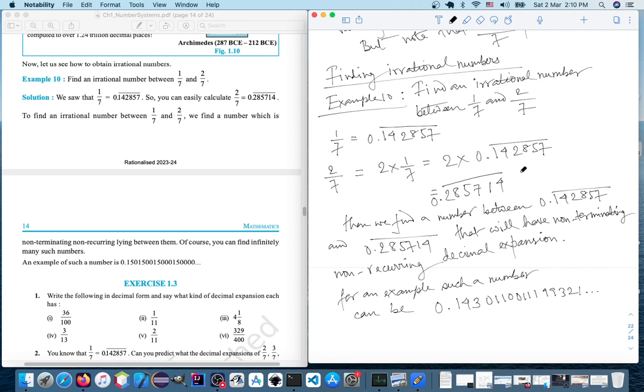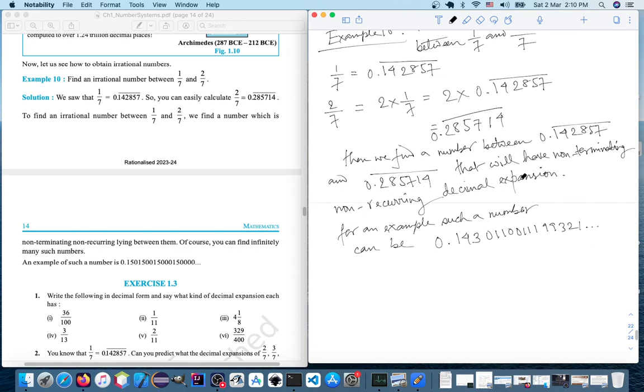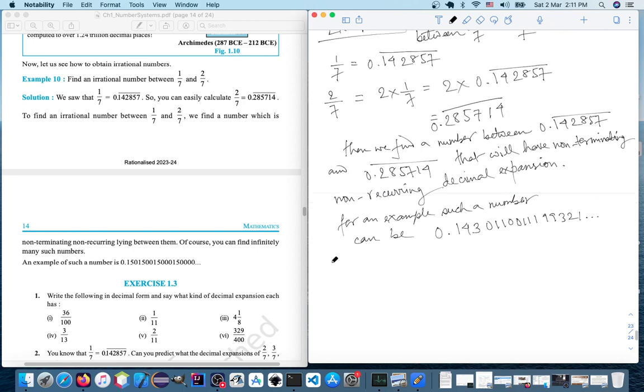Over here, I would like to point out something. Maybe you are not convinced that 2 by 7 will be 0.285714 whole bar. But this is the case. Let's try to see what it will be.